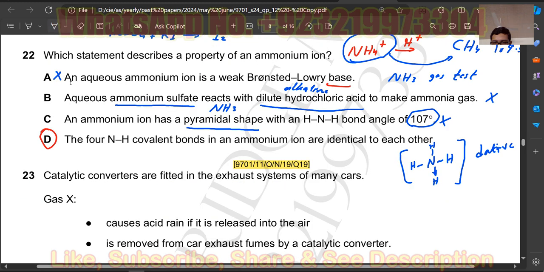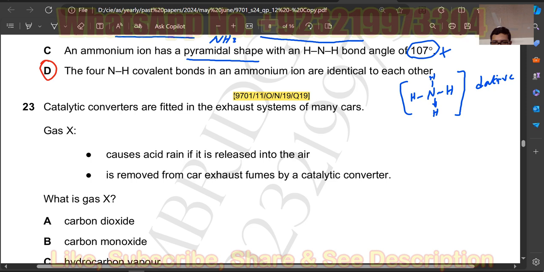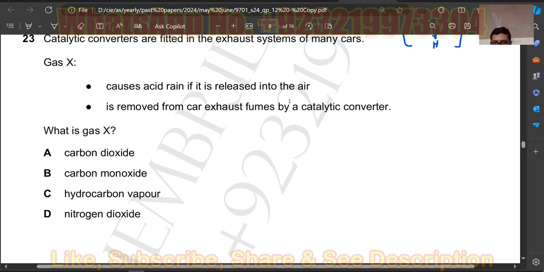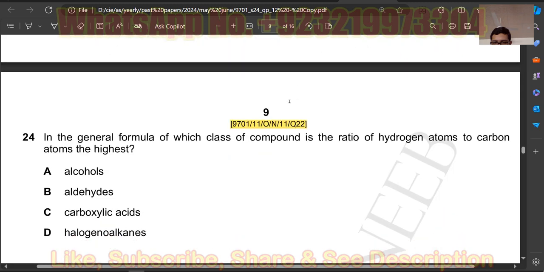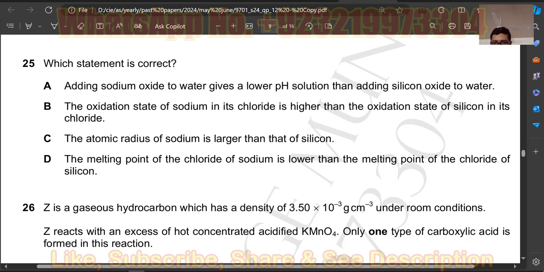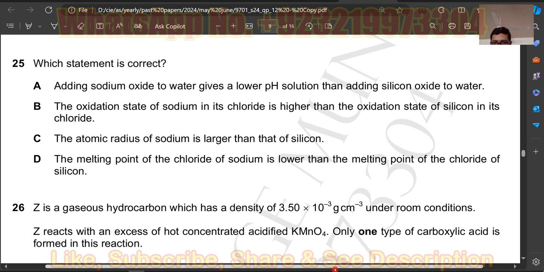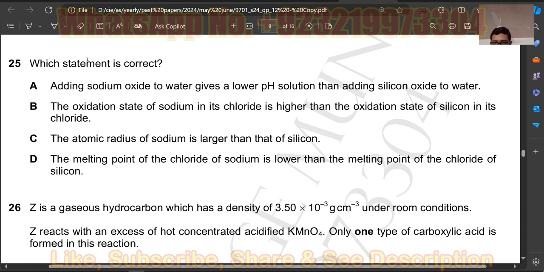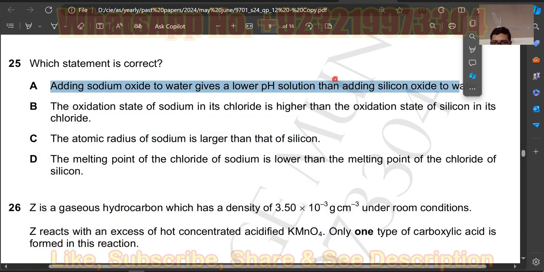Then question number 23. Catalytic converters are fitted in the exhaust of many cars. Okay, this question is highlighted, which means this is a repeated question from October 19 and it has been answered by someone else, of which I have mentioned the link in my description section. Then comes 24. This question number 24 is also attempted by someone else. Then question number 25. The question number 25 says, which statement is correct? Adding sodium oxide to water gives a lower pH solution than adding silicon oxide to water.